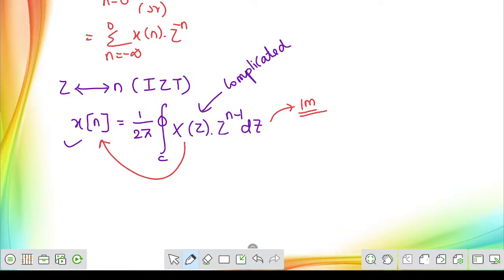What is the formula, sir? It is 1 by 2πj, closed contour integral of X(z) into z power n minus 1 dz. That is very, very important. You must keep it in your mind. Hope you understand. Next, is there any condition?